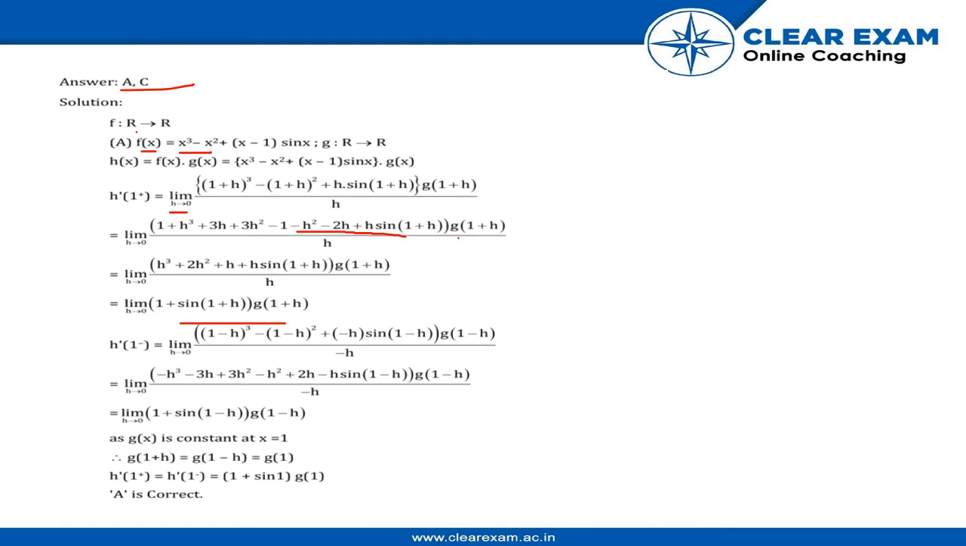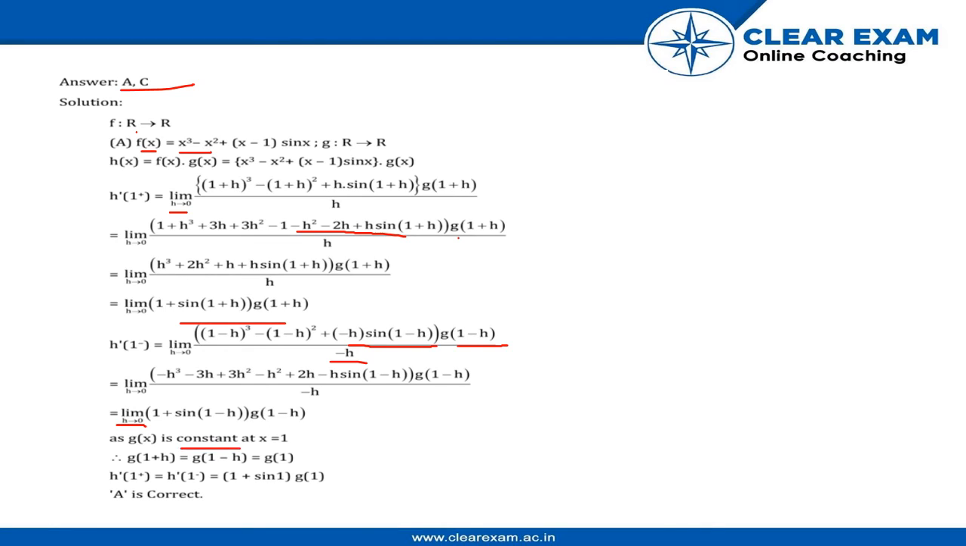Now h'(1⁻) equals the limit as h tends to 0 of [(1 − h)³ − (1 − h)² + (−h) sin(1 − h) g(1 − h)] upon −h. When we solve this, we will get the limit as h tends to 0 of (1 + sin(1 − h)) g(1 − h).